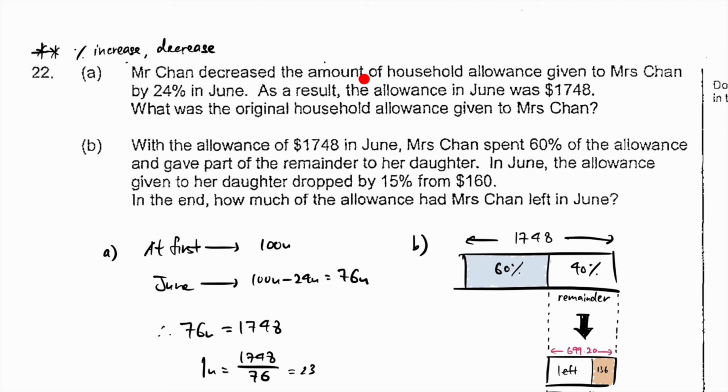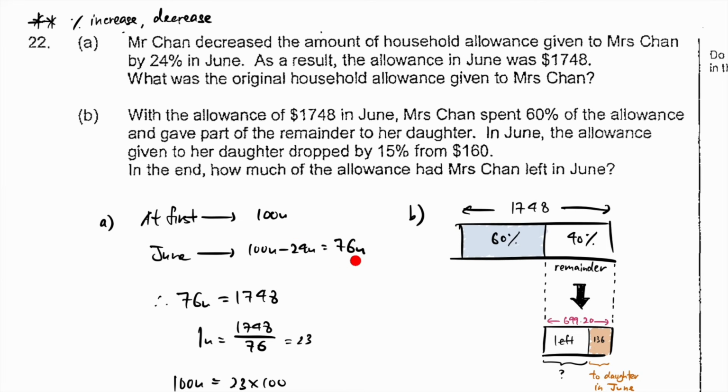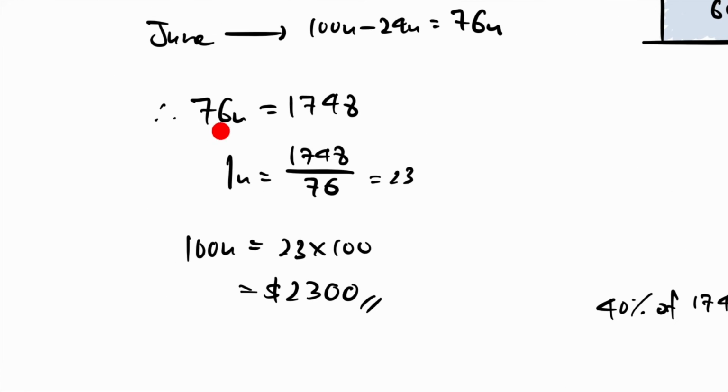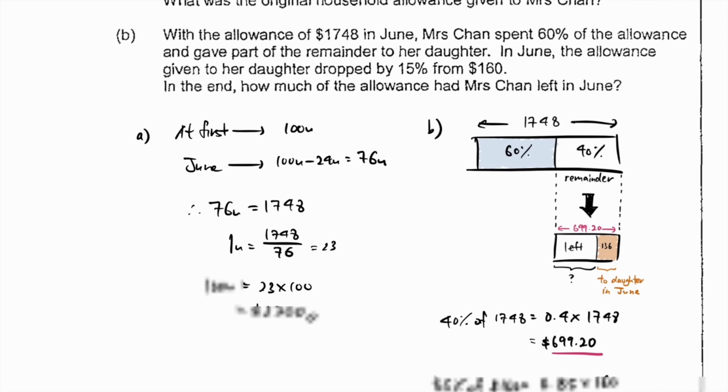Mr. Chan decreased the amount of allowance given to Mrs. Chan by 24%. Okay, so initially 100%, now minus 24%. As a result, the allowance was this. After removing 24%, that's 76% left. That means the 76%, or in this case, I call it 76U, is 1748. What was the original, which is the 100%? Okay, so with 76 representing this, 1U is this, find 100 units, you get 2300. With the calculator, this should be quite easy.